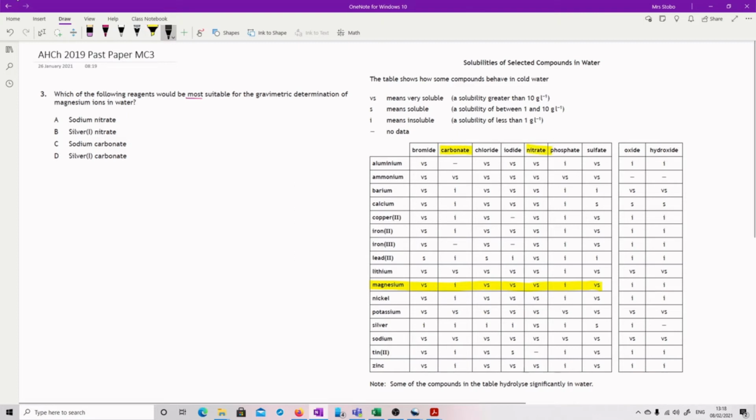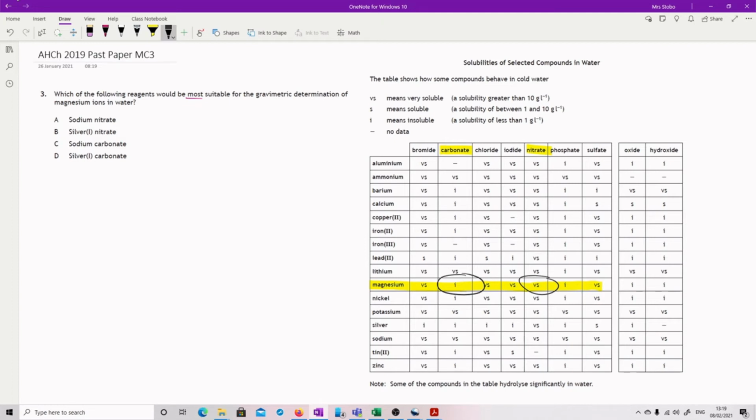Our options are we're either going to go carbonate or we're going to go nitrate, right? So you should be able to see straight off, nitrate is not a good option because we're going to end up with a very soluble system. So what we want is this one. So the magnesium carbonate we make is going to drop out of the solution, which is going to be useful for us because then we're just going to be able to evaporate off what's left, and filter what's left as well.